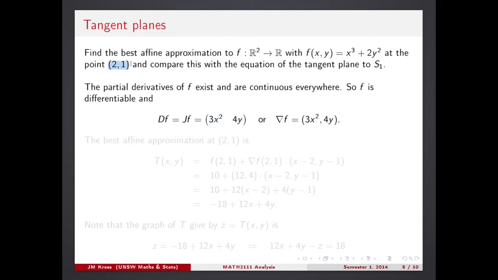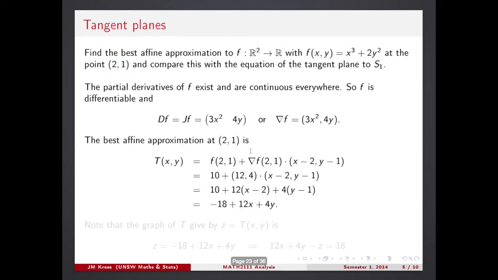That's the first two components of 2, 1, 10. Yeah, that's the best affine approximation. That's the formula for the best affine approximation we knew from our discussion of differentiation. It's the value of the function at the point of interest plus the gradient dotted with the increment. If you do the computations, look what you end up with: negative 18 plus 12x plus 4y.